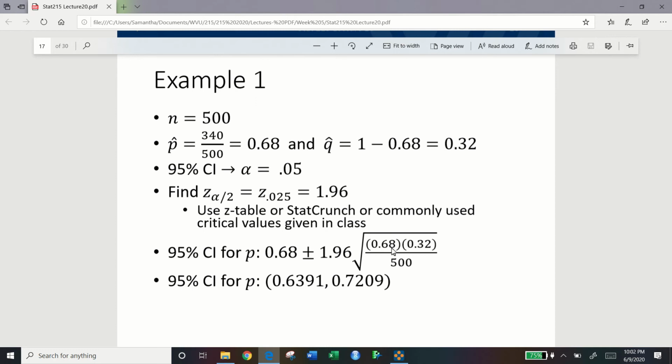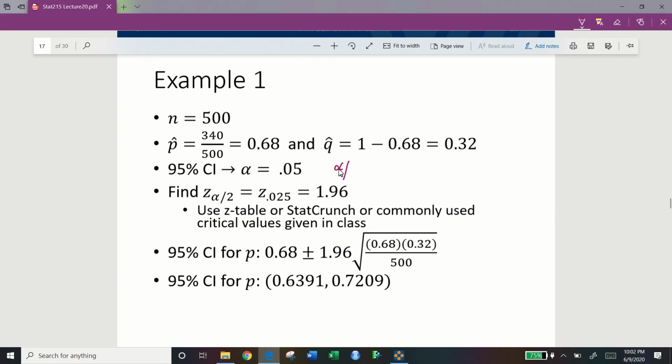We are asked to find a 95% confidence interval. This will imply that alpha equals 0.05 and alpha over 2 will equal 0.025. Now, if you haven't memorized it already, you may use the z-table or StatCrunch to find our z alpha over 2. In this case, it would be 1.96.